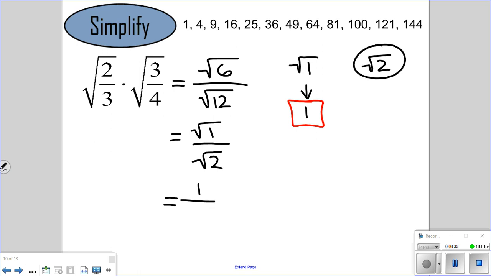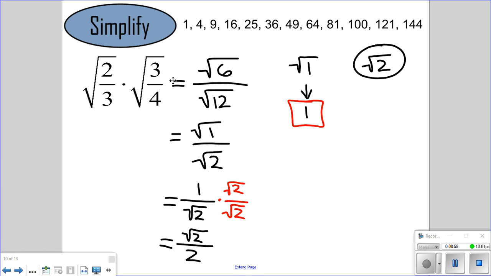Now, once again, we have a radical on the bottom, so we cannot have that. So we say, multiply both the top and the bottom by root 2. And we get square root of 2 over 2.